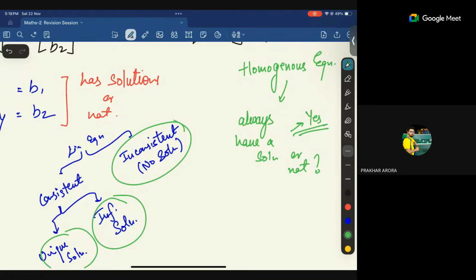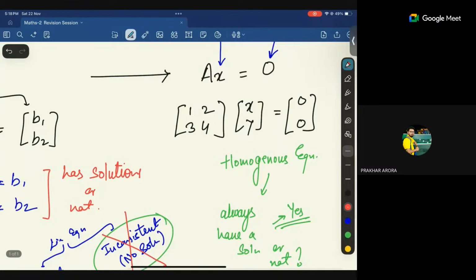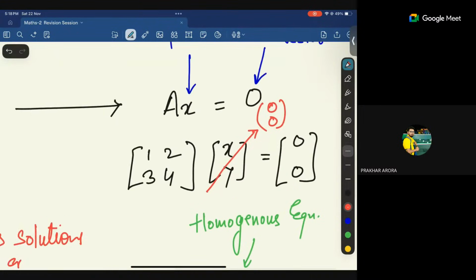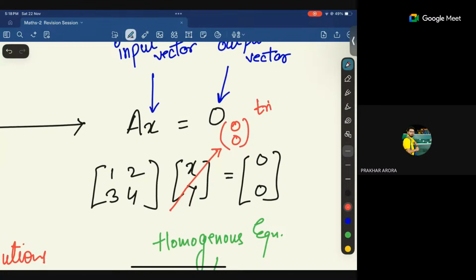But for homogeneous equations, this is not a possibility. Why is this not a possibility? Because you can always keep this vector to be 0, 0. 0, 0 is always a solution, and this is something that Sai Nikhil here mentioned. This is what we called the trivial solution.